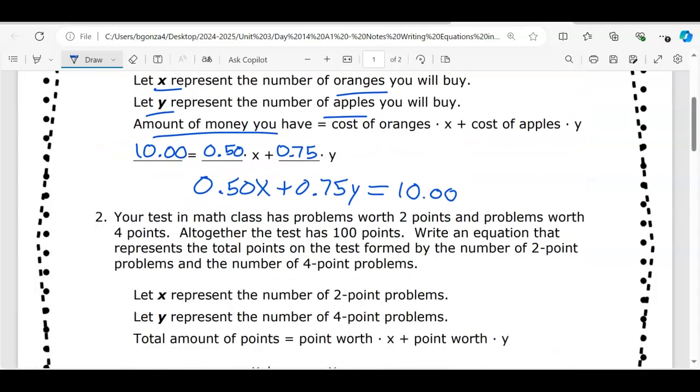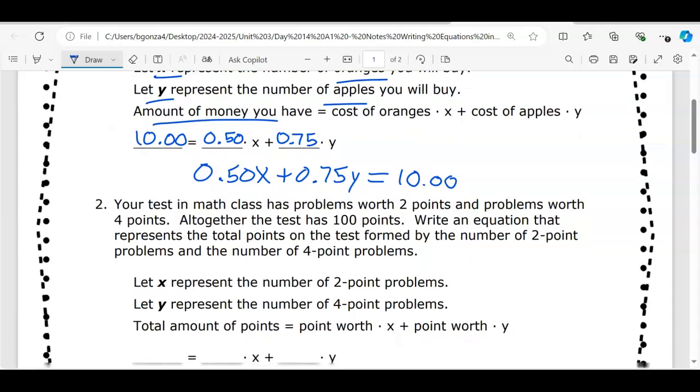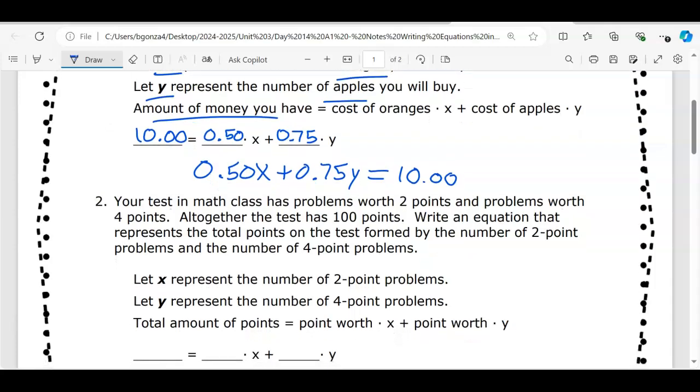How about another one? Here we go. Your test in math class has problems worth 2 points and problems worth 4 points. Those are 2 different types of problems, right? 2-point problems are X, 4-point problems are Y. Altogether, the test has 100 points. So my total over here on the left is 100 points.